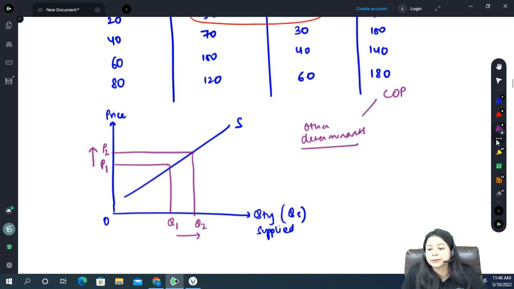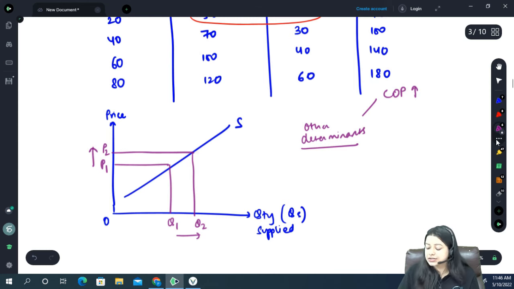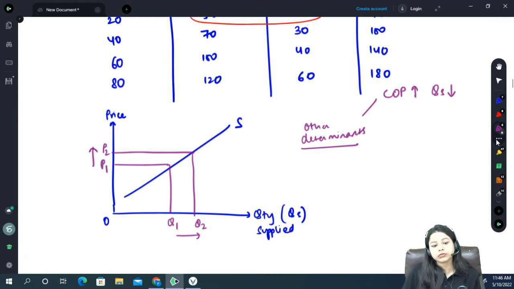If your cost of production increases, what will happen? Quantity supplied falls, considering price is constant. Here we again follow the concept of Ceteris Paribus, other things remaining the same. If your cost of production increases, your quantity supplied will decrease. Clear?